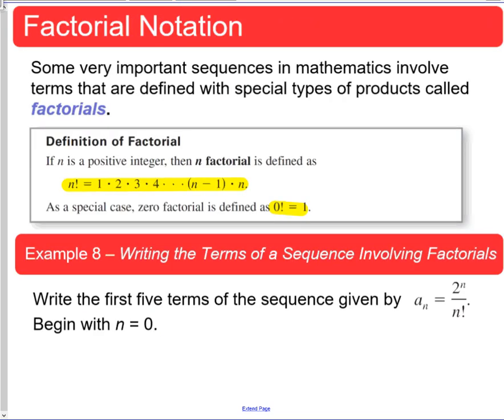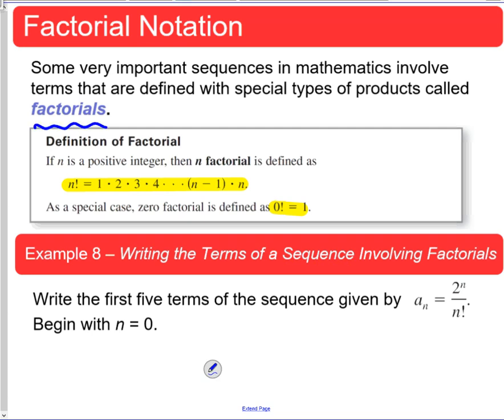Nicely done. Okay, now we get to go back under Roman numeral number 2 in your note-taking guide. And under Roman numeral number 2 in your note-taking guide, we start out with factorial notation. So some very important sequences in mathematics involve terms that are defined with a special symbol that represents a special type of product called factorials.